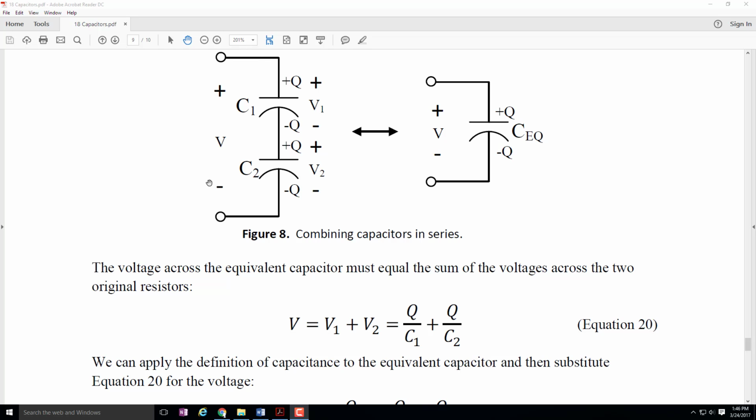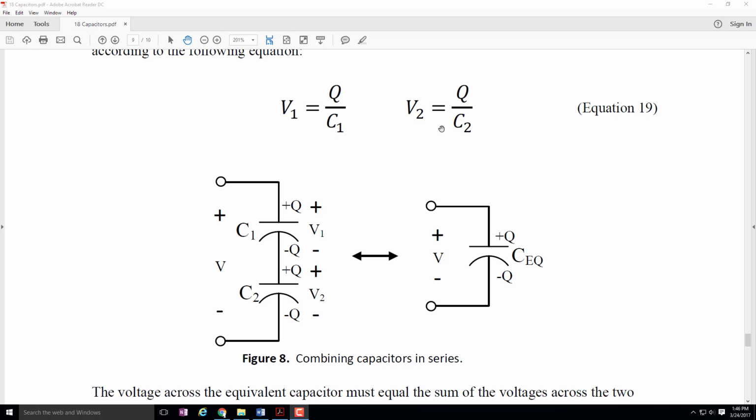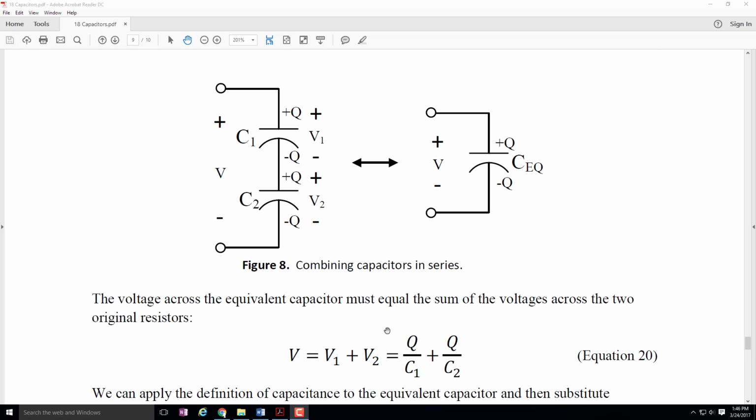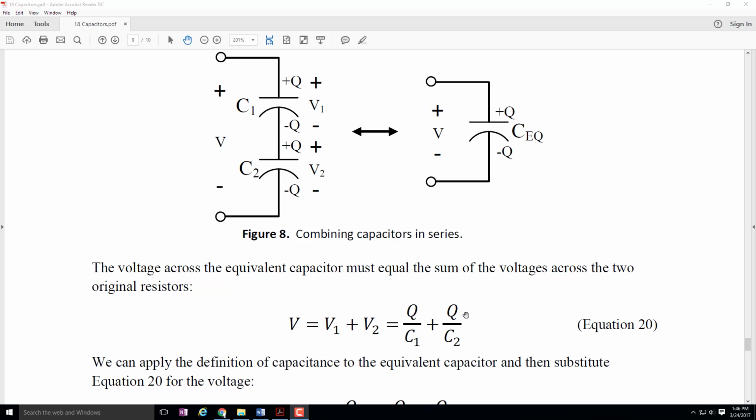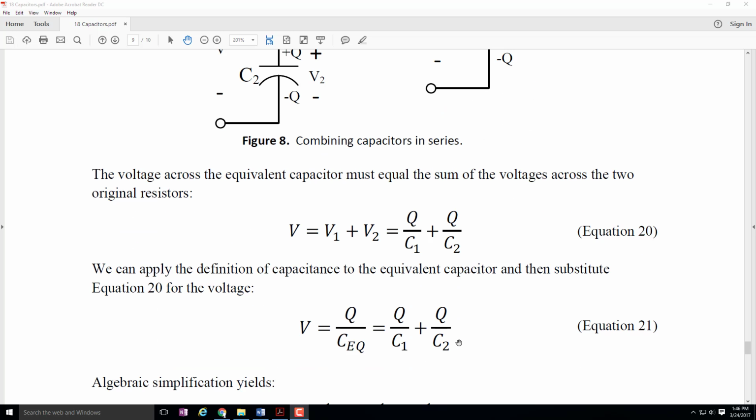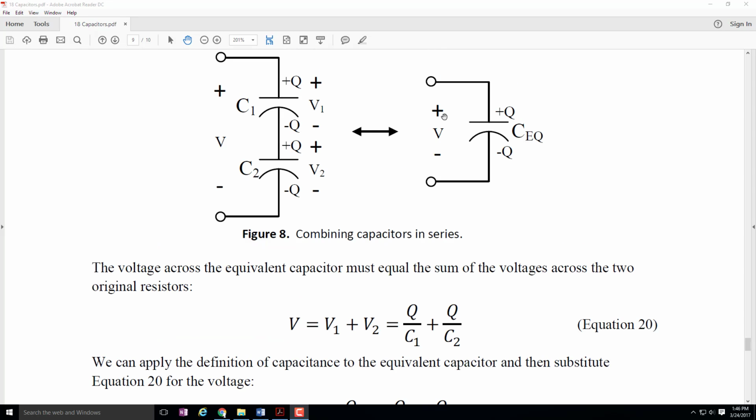So here you can see if we did Kirchhoff's voltage law, minus V plus V1 plus V2, we can move V over to the other side. So V equals V1 plus V2, and we have an expression up here for V1 and an expression for V2, and so therefore this is Q divided by C1 plus Q divided by C2. That's the total voltage.